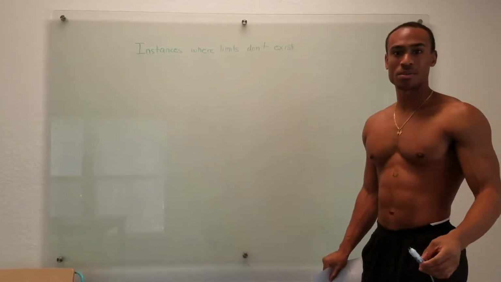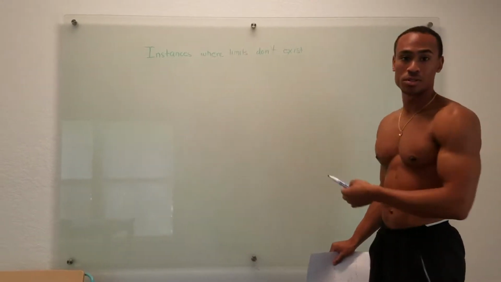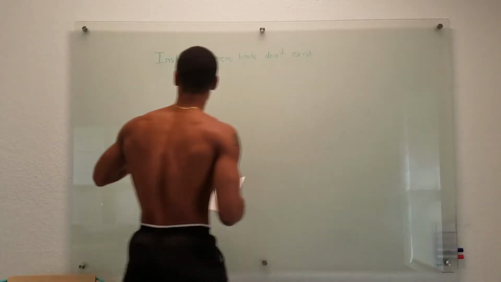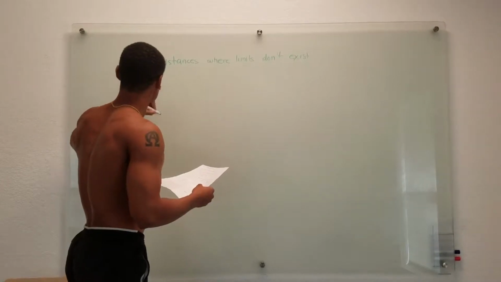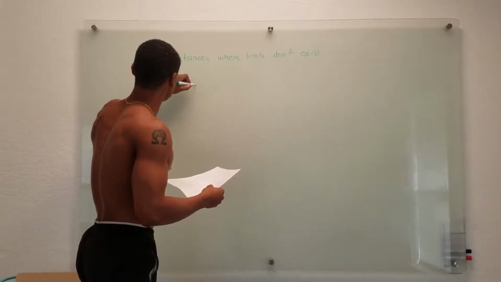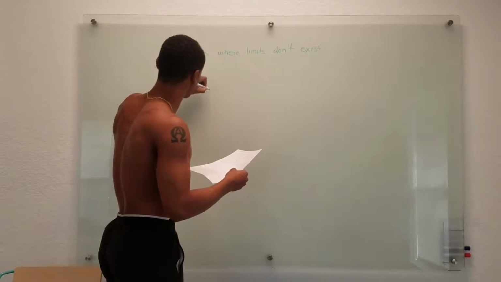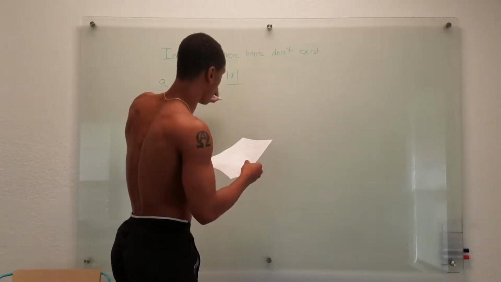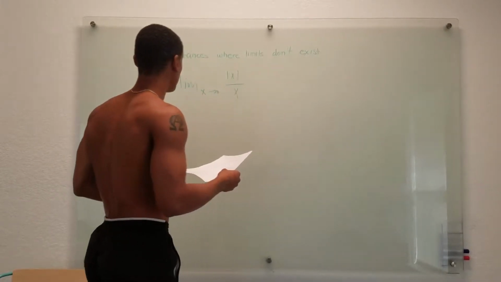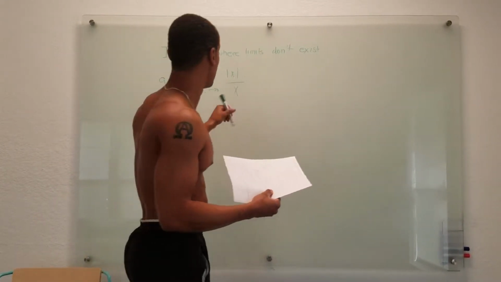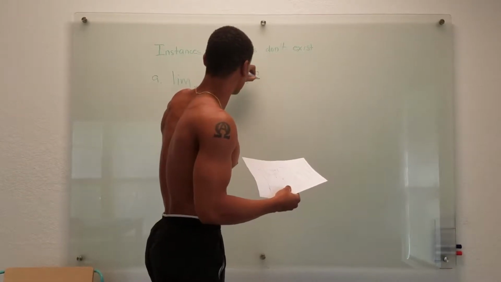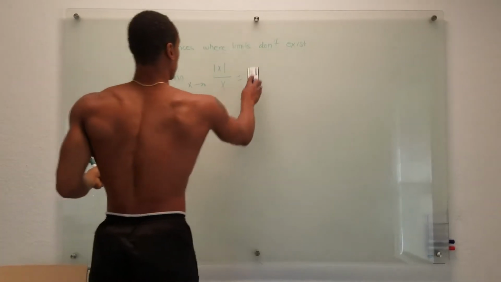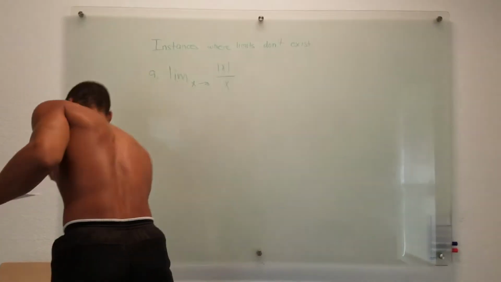I want to go over some instances where limits don't exist. I'm going to come up with three examples to illustrate that. The first example we're going to look at is the limit as x approaches 0 of the absolute value of x over x. If we just plugged in, we would get 0 over 0, which is indeterminate. So now we're going to dive in a little deeper.